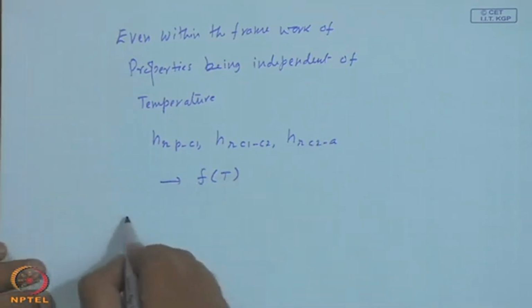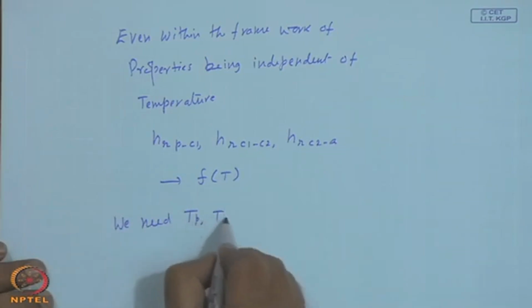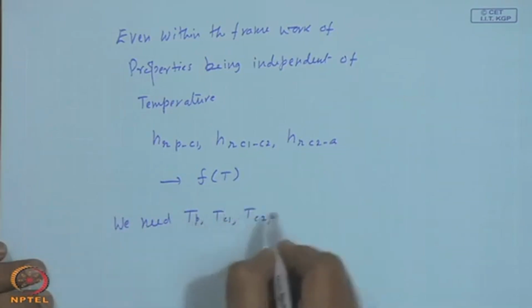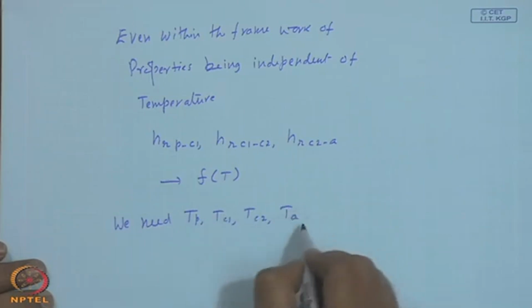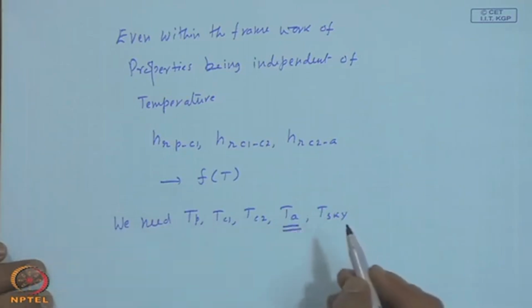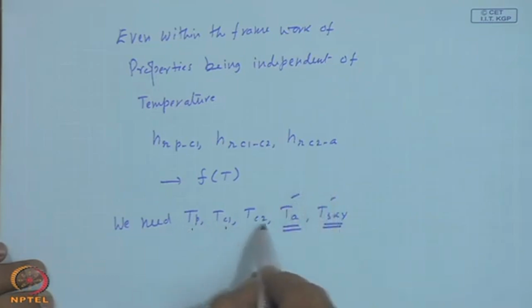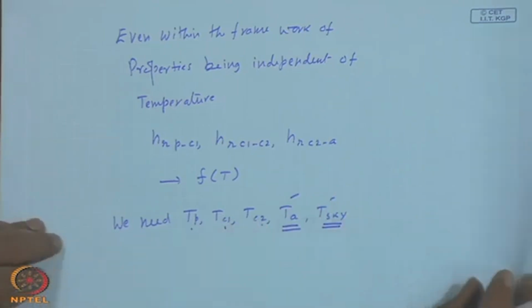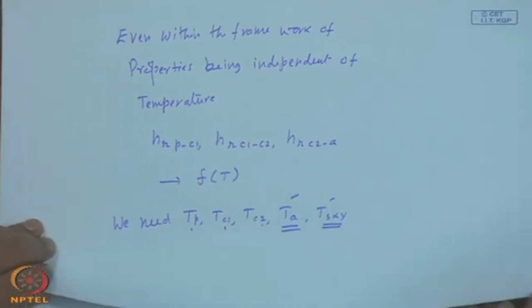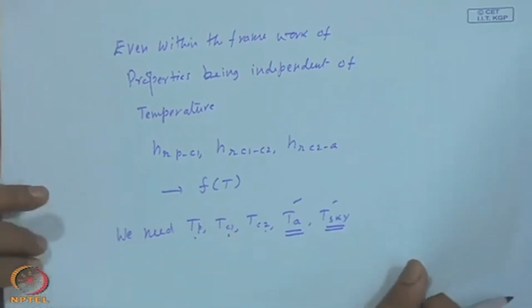In other words, we need T_p, T_c1, T_c2, T_a, and of course, T_sky. This T_a is a meteorological property which we know. T_sky can be estimated from the relations. So, these are not issues, but T_p, T_c1, T_c2 have to be known in order to calculate my radiative transfer coefficient from the plate to the cover 1 or cover 1 to cover 2 or cover 2 to ambient.